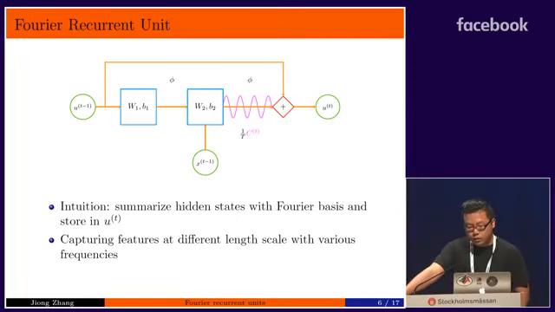The central block will generate hidden state H, and we pass it through the matrix C, which is a combination of cosine functions at different frequencies. So the intuition is to summarize these hidden states with Fourier basis and store them in the summation vector U. Thus, we can capture the features at different lengths in X with various frequencies.